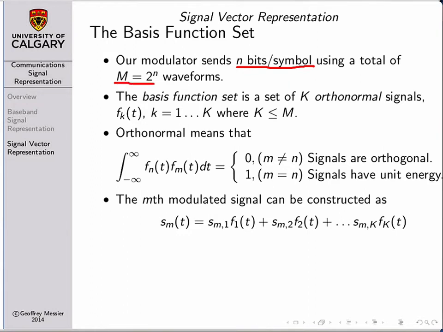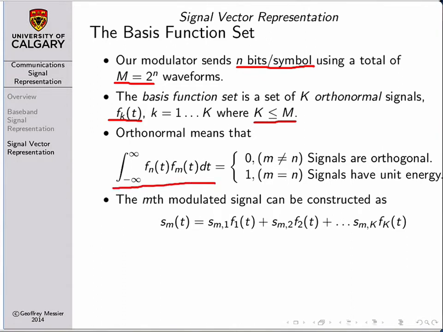Now, signal vector representation is based on the notion of a basis function set that consists of K orthonormal signals. And the notation that we use to denote these signals is f_k. And usually K is less than or equal to M. What does orthonormal mean? It means basically that the signals are orthogonal to each other. So if you take any two different signals from an orthonormal set and correlate them together, and by correlate we mean multiply and integrate.